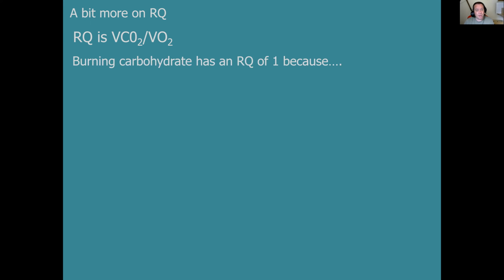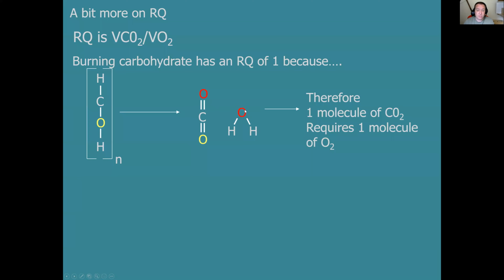And so just to show these equations formally, RQ is VCO2 divided by VO2. And burning carbohydrate has an RQ or an RER of 1 because here is a unit of carbohydrate. To fully convert that to carbon dioxide and water, we require 1 molecule of O2, 2 atoms of oxygen. And so therefore, we need 1 molecule of oxygen for 1 molecule of CO2, a ratio of 1.